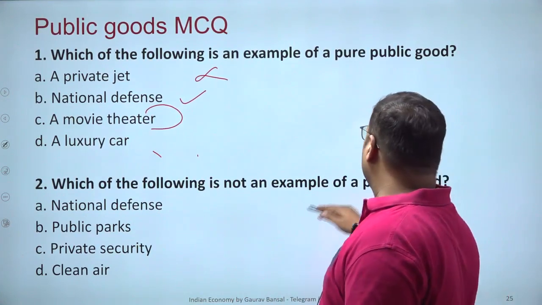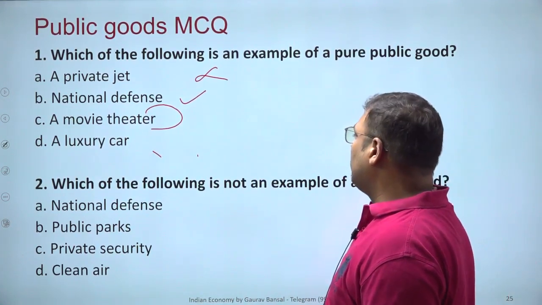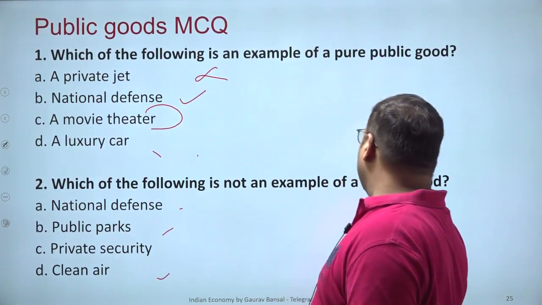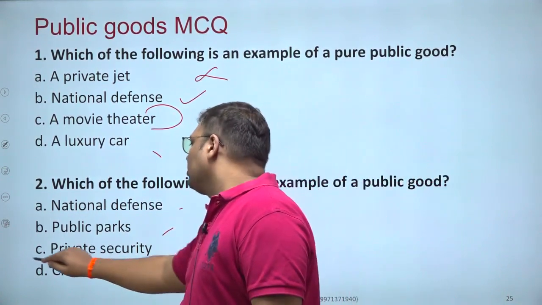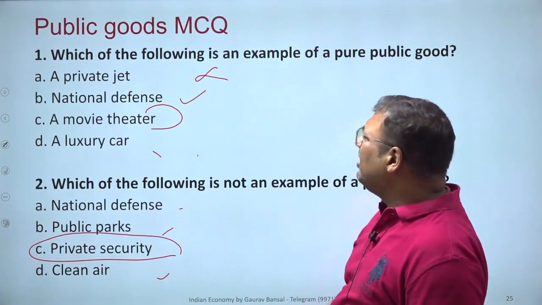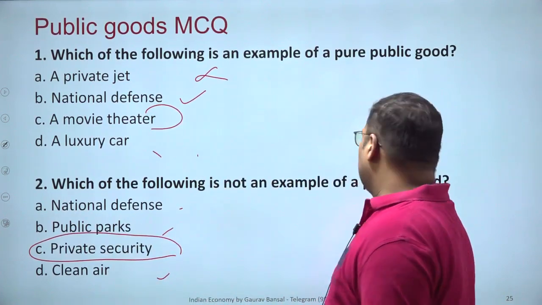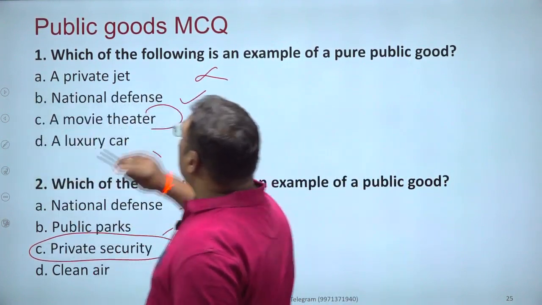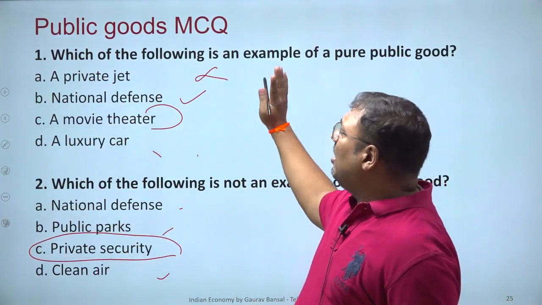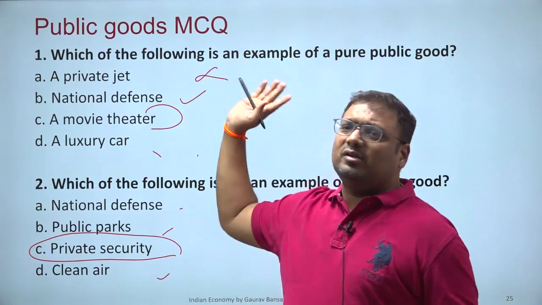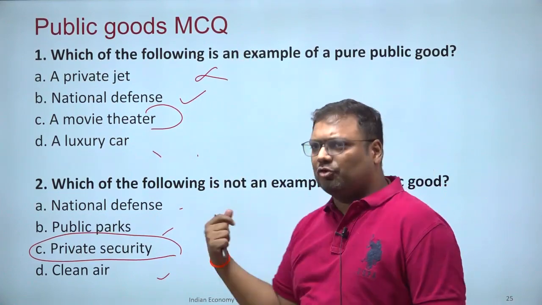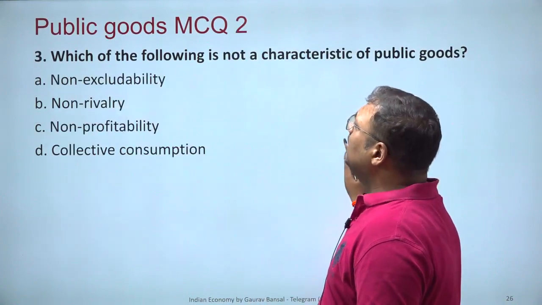Next question, which of the following is not an example of public good? National defense, public park, clean air, these are examples of public goods. Private security is not an example of public good. In fact, these are relatively easier questions because of the options. But you can very easily understand public good is not a topic on which very technical questions will be asked. If at all asked, the question should be relatively easier.